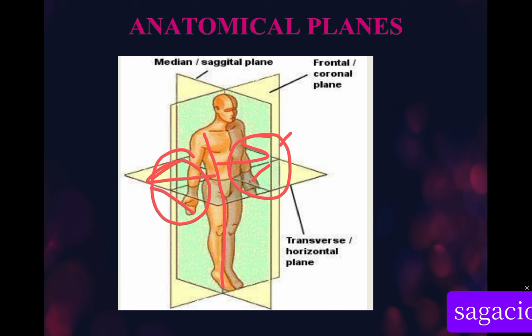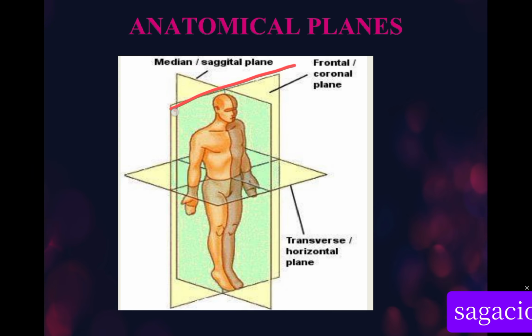So the frontal or the coronal plane, you see, it starts from the head. The coronal plane always starts from the head. So when I start pulling it downwards, what will happen? Look at the coronal plane. When I pull it downward, what happens? It will create an angle of what? 90 degrees with this. So the coronal plane starts from the head.